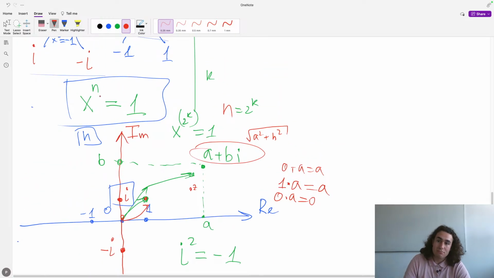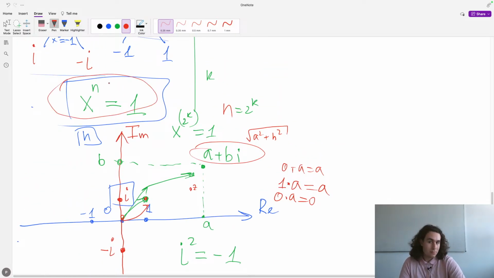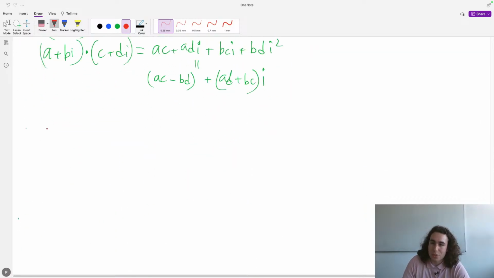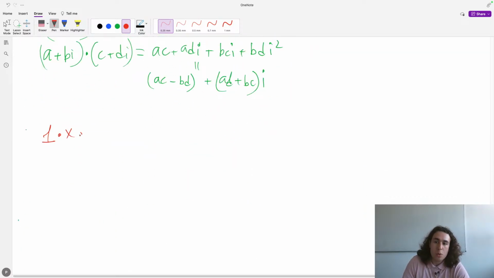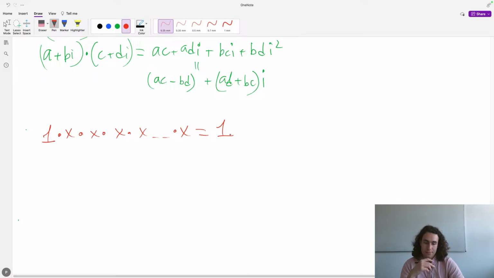Because we're solving this equality, let's think about what it means in terms of what I already told you, right? So multiplying by x means this weird thing of rotating and scaling, right? So let's think about it this way. We had number 1, we multiplied it by x n times, and then we arrived at the number 1 again.